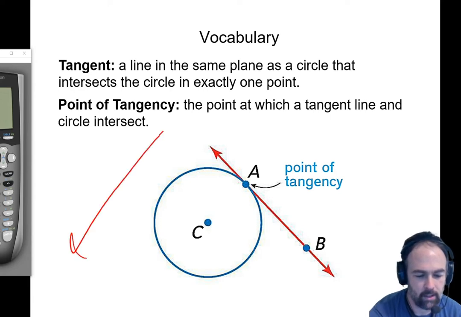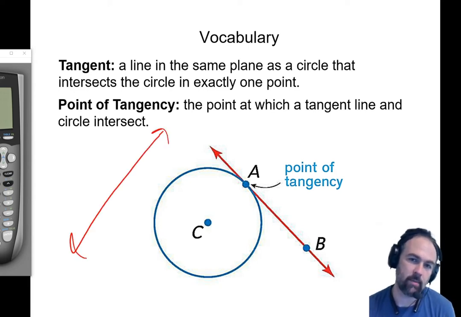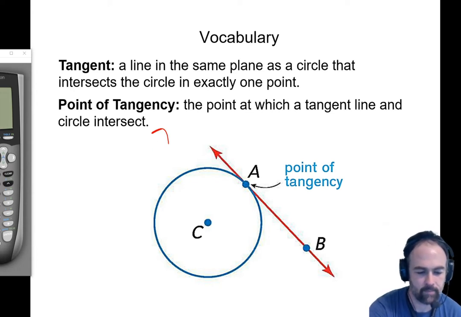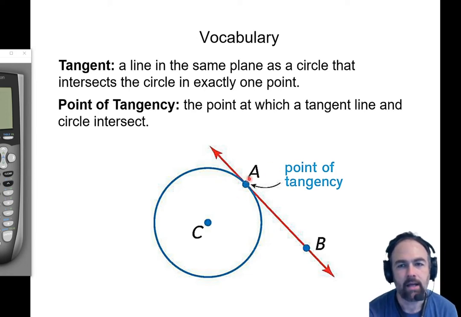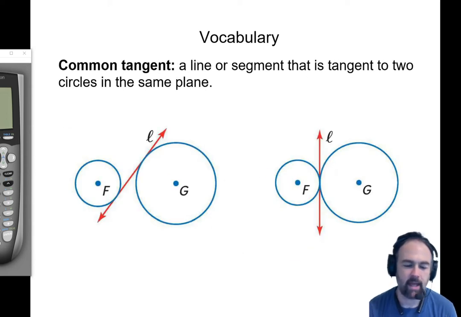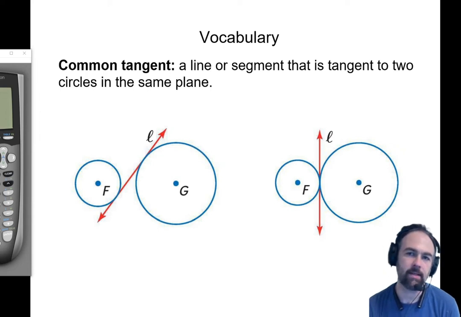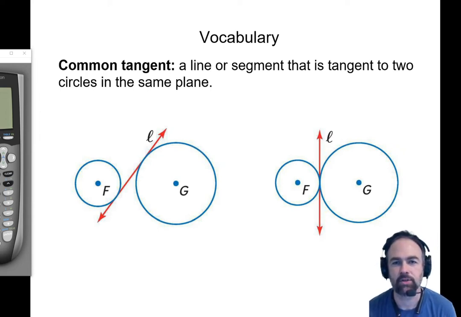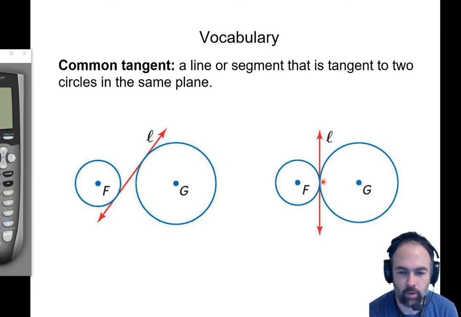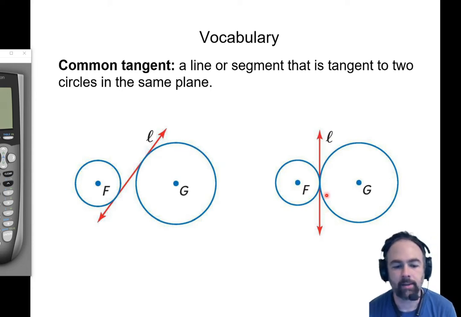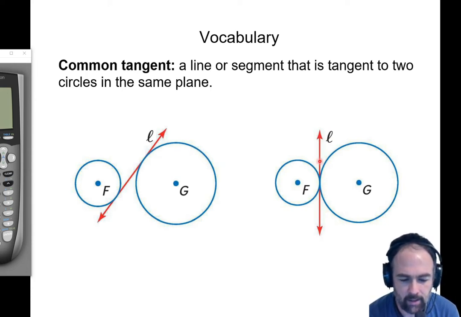Also, if I had a line over here that never touched anywhere, that would also not be a tangent. That one's just a non-intersecting line. Now, the point of tangency is this point right here, in this case point A, the point at which the tangent line and the circle intersect. If you have two circles that share a common tangent, that's a line or segment that is tangent to two circles in the same plane. There are different variations on how that can happen, like over here, we've got this one that goes in between these two, and the one that meets in the middle whenever two circles are tangent to each other. They have a common tangent line.